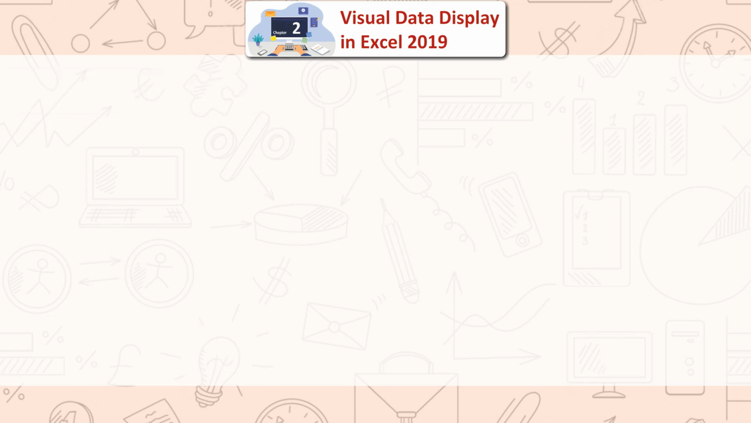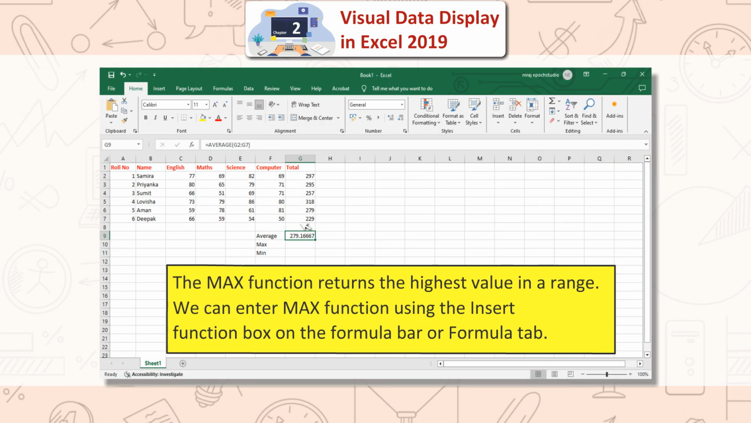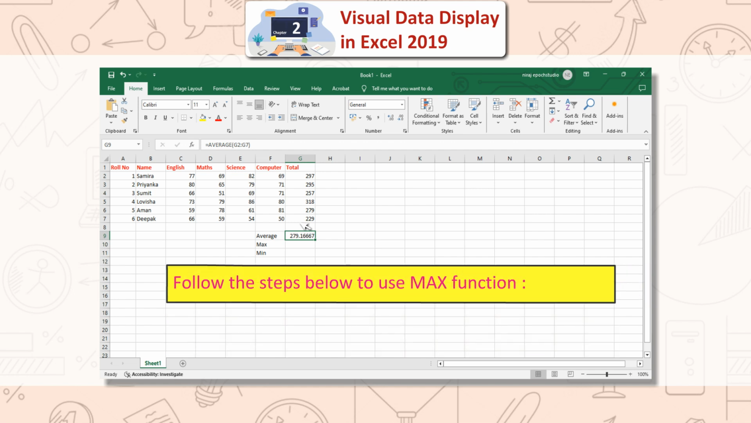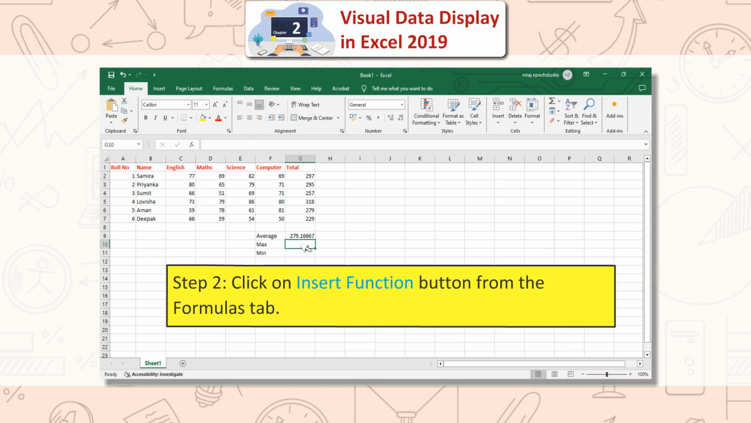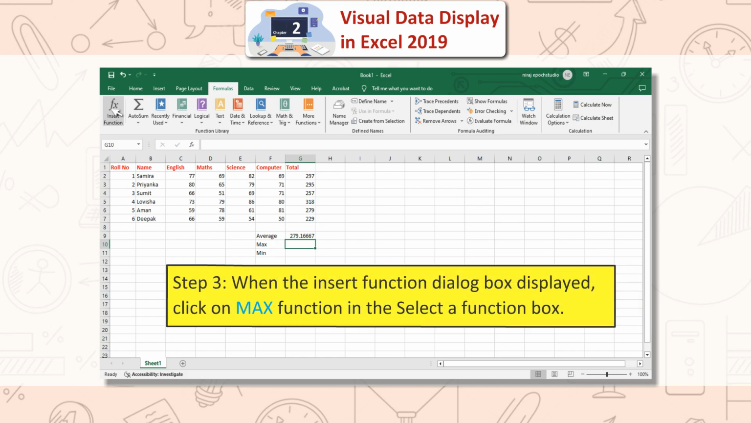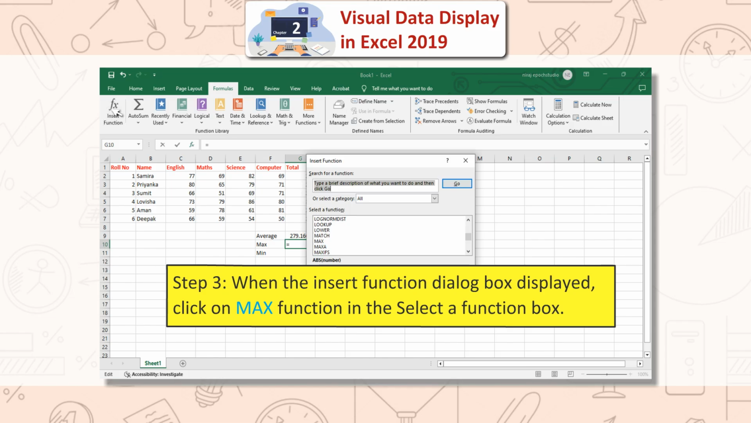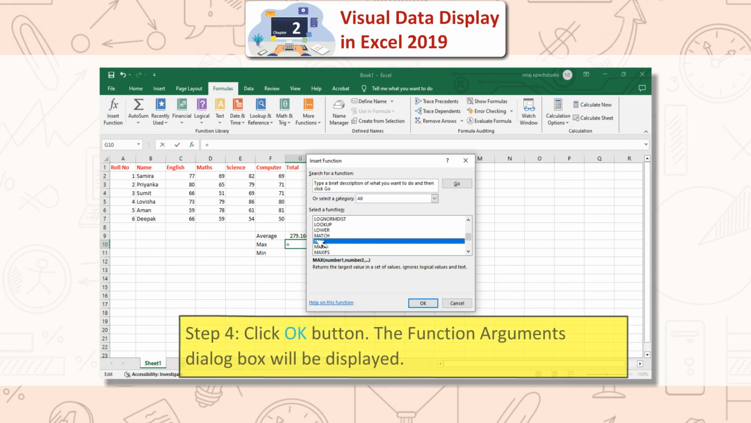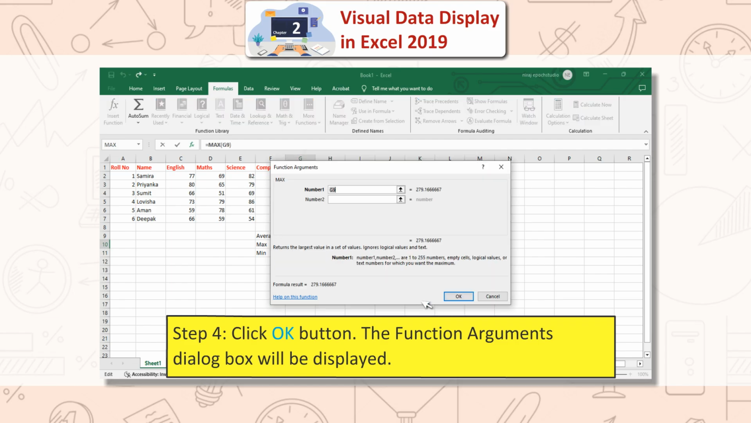Determining highest marks. The max function returns the highest value in a range. We can enter the max function using the Insert Function box on the formula bar or Formulas tab. Follow the steps below to use the max function. Step 1. Select the cell to enter the highest value. Step 2. Click on the Insert Function button from the Formulas tab. Step 3. When the Insert Function dialog box is displayed, click on Max function in the Select a function box. Step 4. Click the OK button.